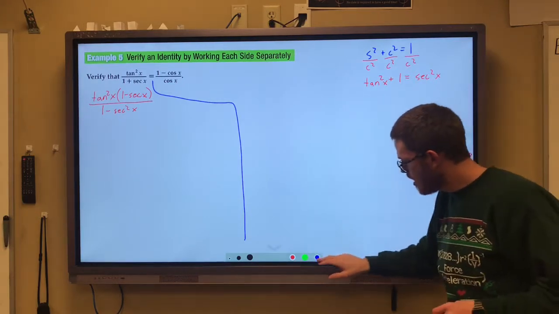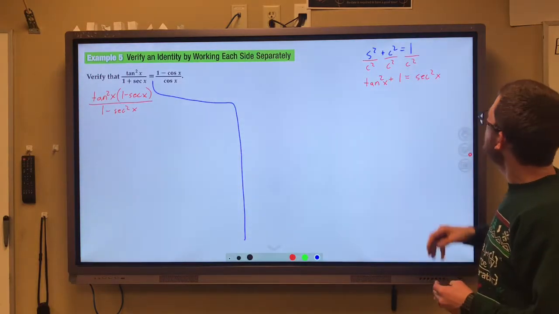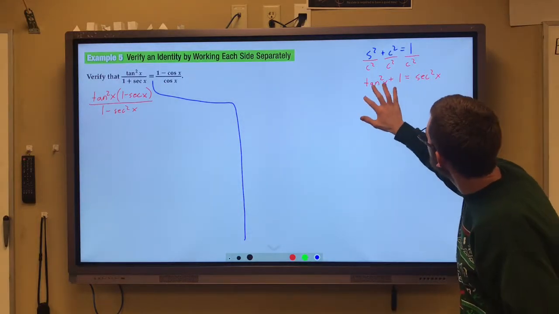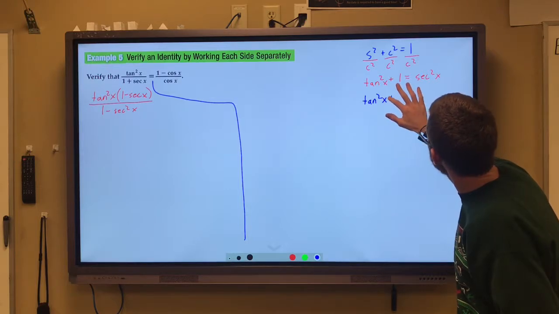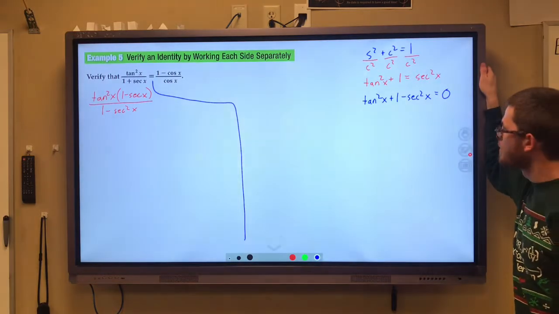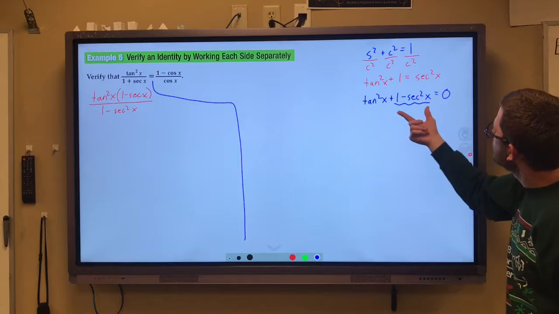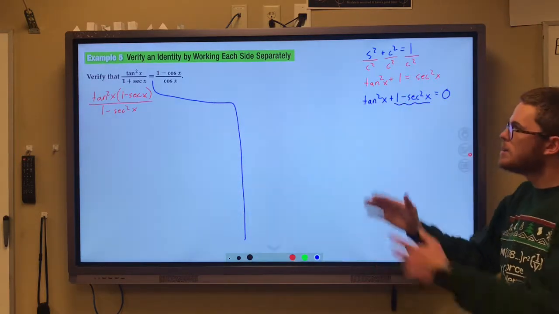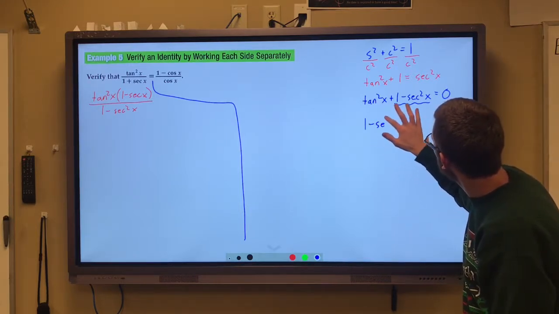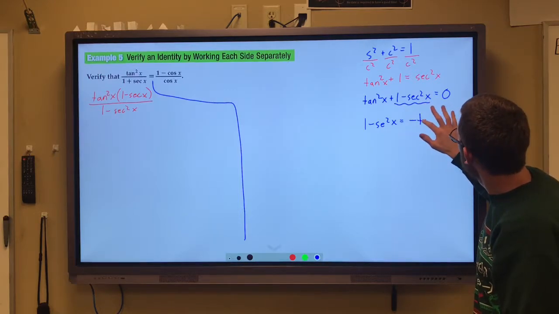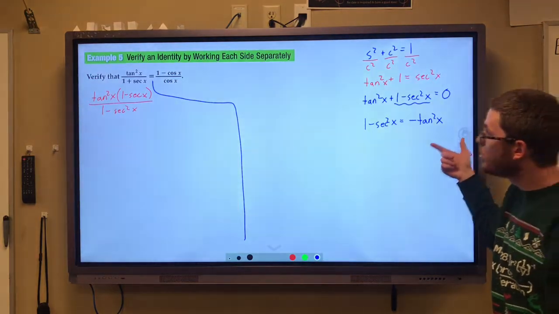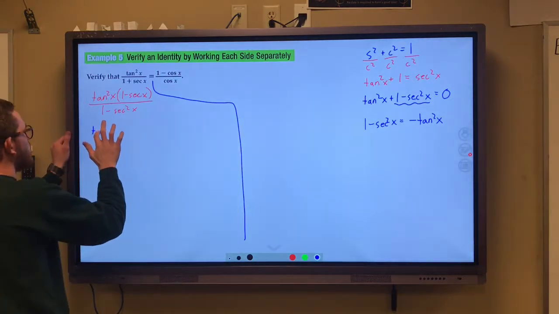Okay? So notice if I try to get 1 minus secant squared x, if I want to move that secant squared x over here, I can do that. But now I have 0 over here on this other side. So that's what I'm trying to get by itself. That's that 1 minus secant squared x, which is so clearly right over there. So I need to move tangent squared over to this side. 1 minus secant squared x equals a negative tangent squared x. Notice that. So I'm going to put in a negative tangent squared x on the bottom.